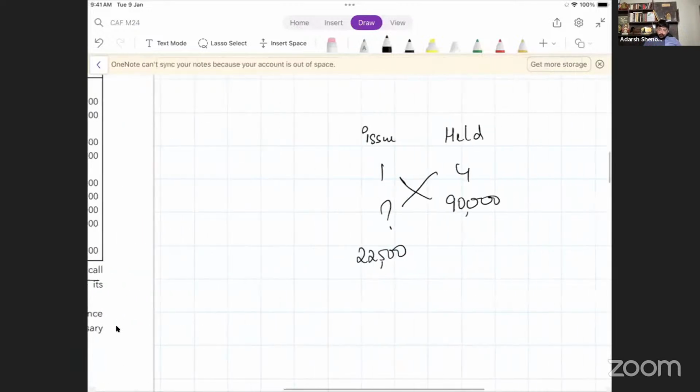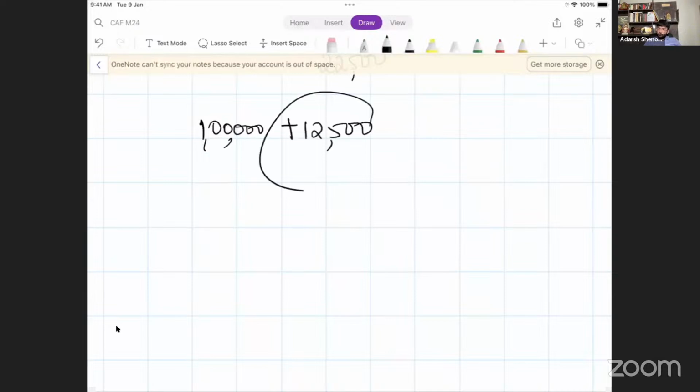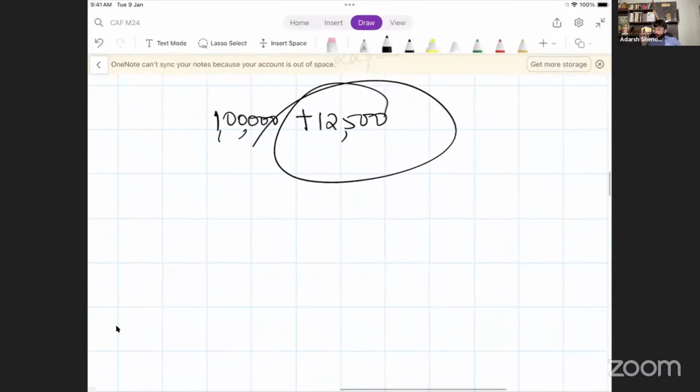So how much should they increase the authorized capital by? Right now it's 1 lakh. They have to increase the authorized capital by 12,500 shares, not 22,500. They have to increase by 12,500 shares.